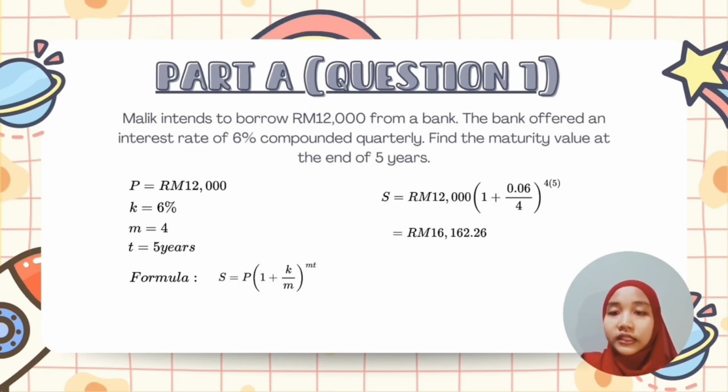First, calculate the interest per quarter. 0.06 divided by 4 equals 0.015. Next, calculate the total number of compounding periods. 4 times 5 equals 20 quarters. So, the formula becomes S equals 12,000 times (1 plus 0.015) to the power of 20. After 5 years, Malik will have to pay approximately 16,162 ringgit and 26 cents to the bank.